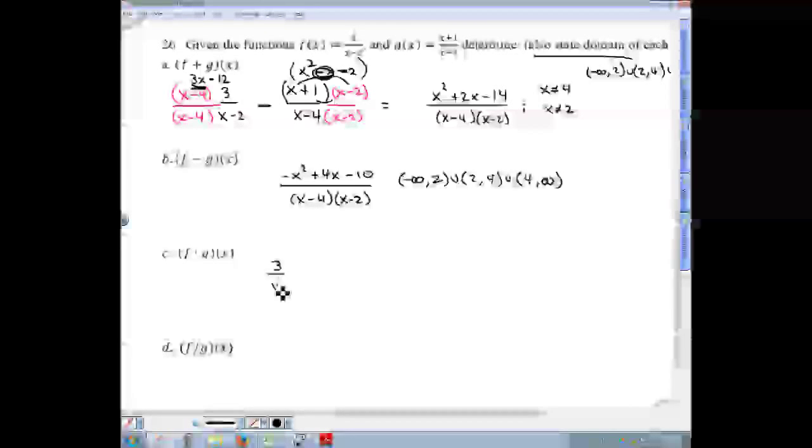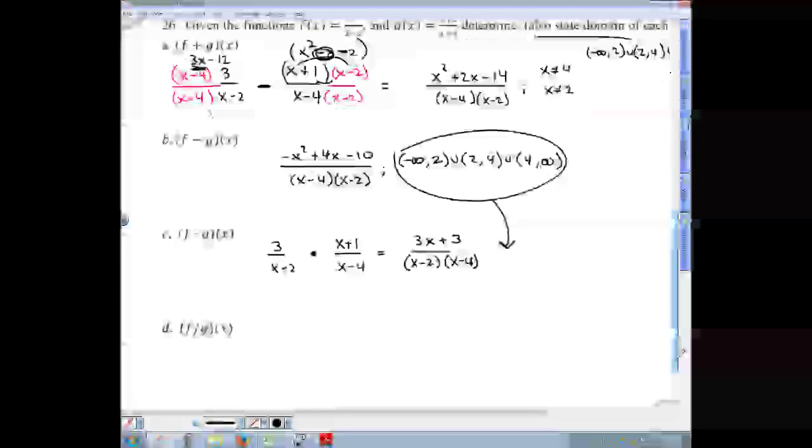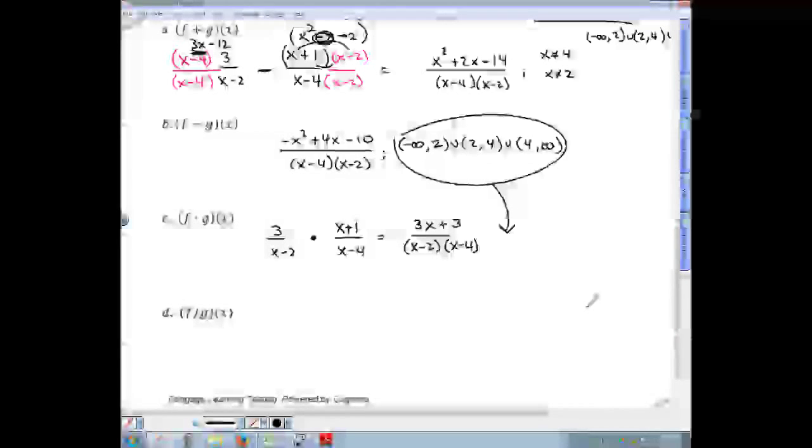So you go back to the original functions here. And these can just be multiplied together. Numerator multiplied to numerator, denominator multiplied to denominator. And again, it's the same domain. So this domain right here, just copy it down there. The one that's a little different, at least in terms of the domain, is part D.